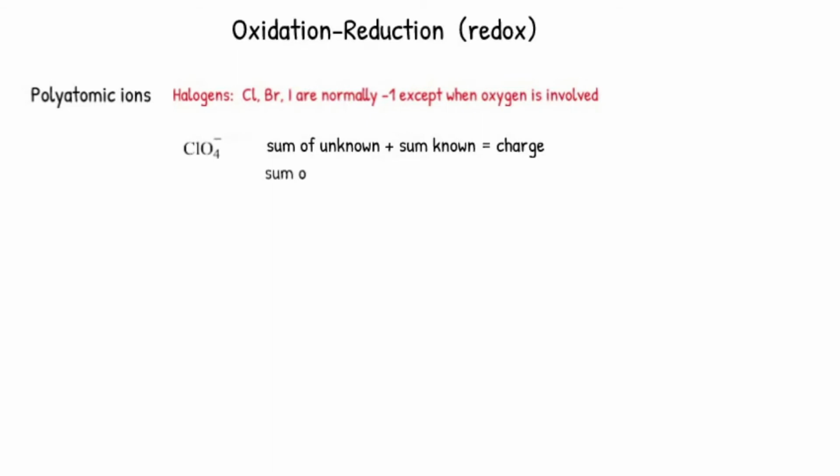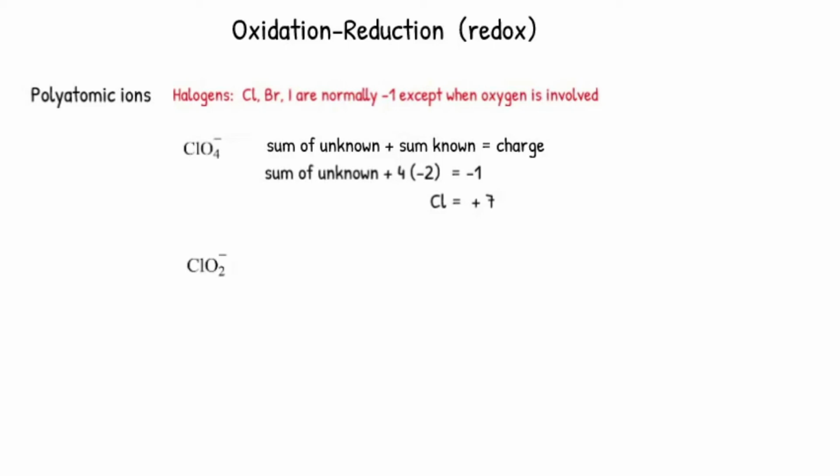The unknown is the chlorine, there's only 1, plus 4 times the oxidation state of oxygen, which is -2. The total of these two, the sum of the unknown plus the sum of the known, is equal to -1. So chlorine is equal to a +7 oxidation state.